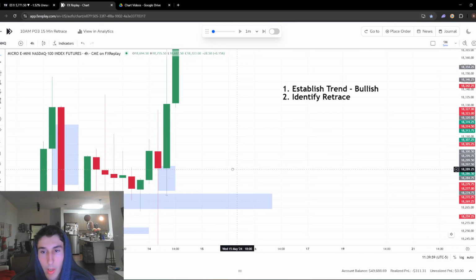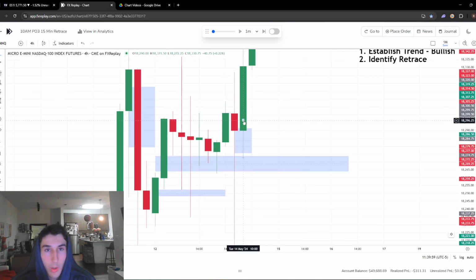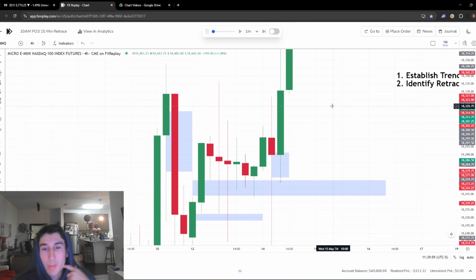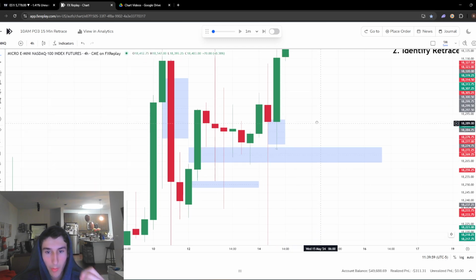So we've identified trend, we're bullish. Identify a retrace. So we're looking at this 10 a.m. candle. Again, the 10 a.m. 4-hour candle is when we're going to trade. It doesn't matter when you trade. Technically, this works on any 4-hour candle because candle anatomy and time is fractal. So multiply this into whatever time frame you want to trade on, all right? So we're bullish. Now identify the retrace.